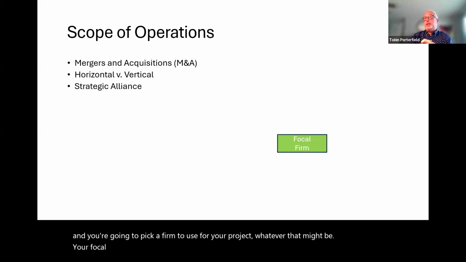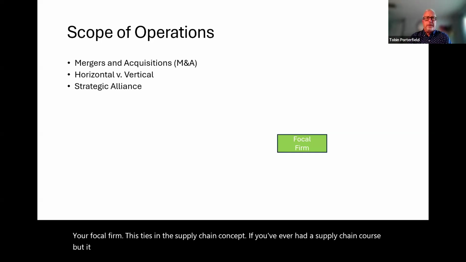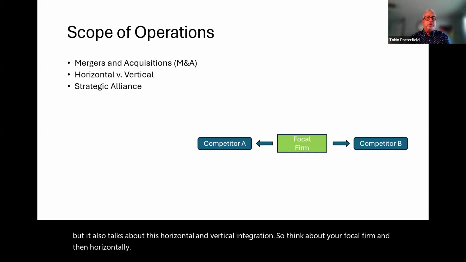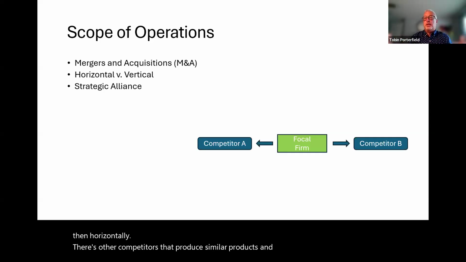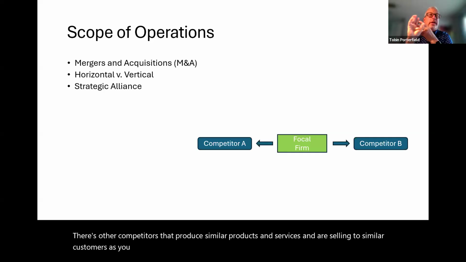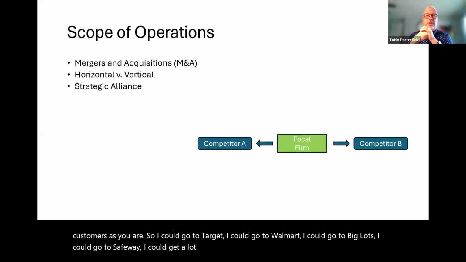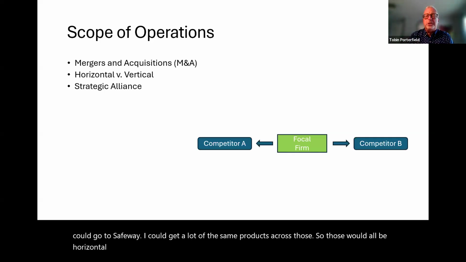This ties in the supply chain concept, if you've ever had a supply chain course, but it also talks about this horizontal and vertical integration. So think about your focal firm, and then horizontally, there's other competitors that produce similar products and services and are selling to similar customers as you are. So I could go to Target, I could go to Walmart, I could go to Big Lots, I could go to Safeway. I could get a lot of the same products across those. So those would all be horizontal competitors in that space.